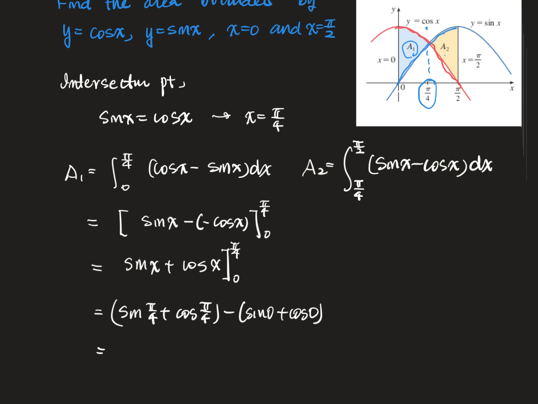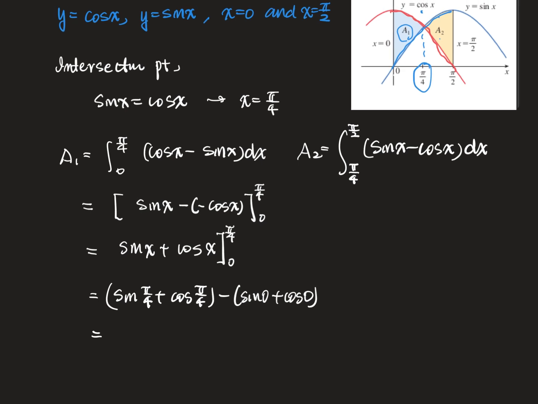Hopefully you remember all the trigonometry values. This one is square root of 2 over 2 plus square root of 2 over 2, minus sine 0 which is 0 plus cosine 0 which is 1. So that's it. This one is square root of 2 minus 1. That's how you find A1. What is A2?